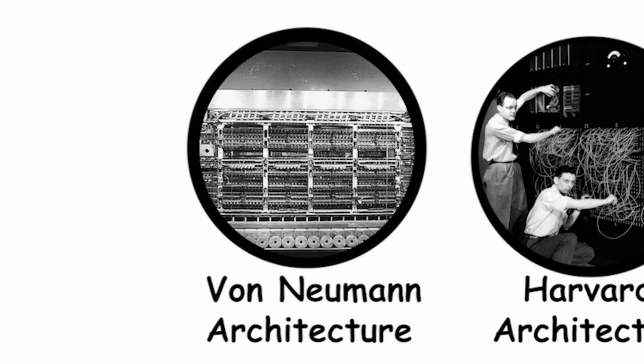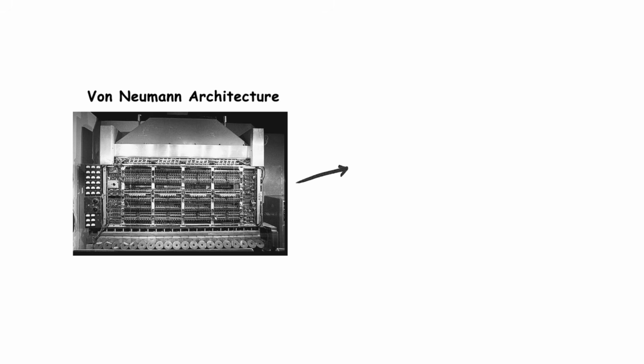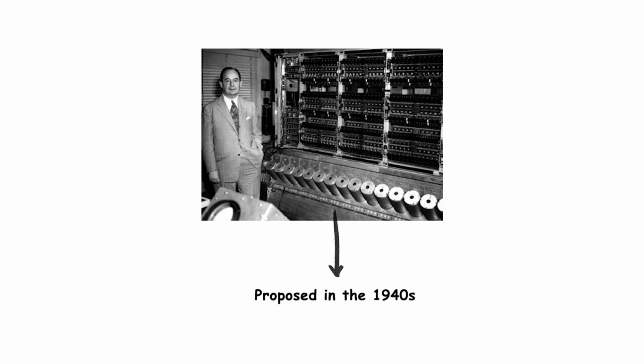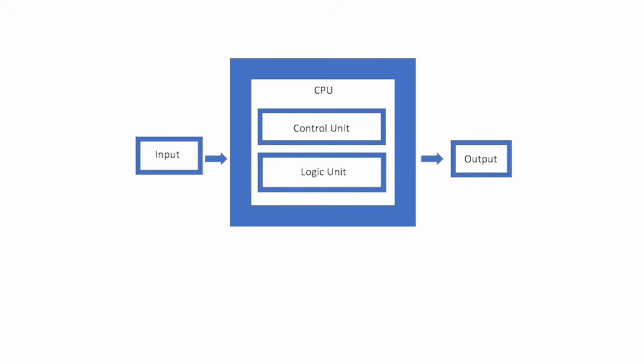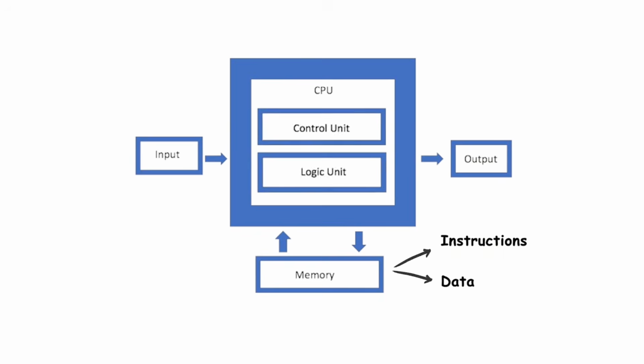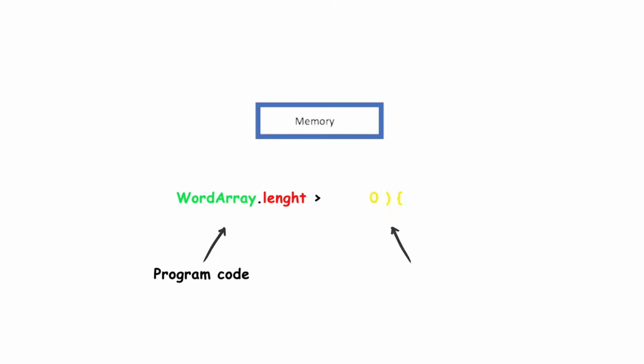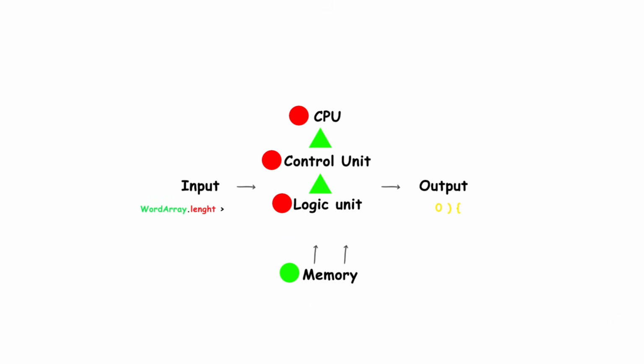Von Neumann architecture. The von Neumann architecture is the earliest and most influential CPU design model, proposed in the mid-1940s. It is built around the idea of a single memory space that stores both instructions and data. This means that program code and the values the code operates on are kept in the same memory and accessed through the same data pathways.